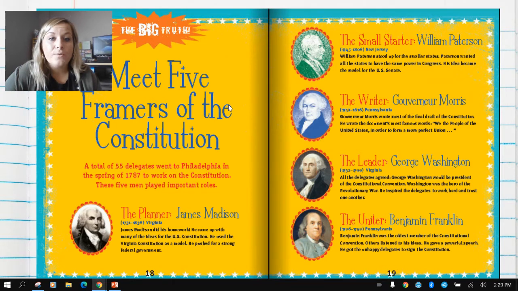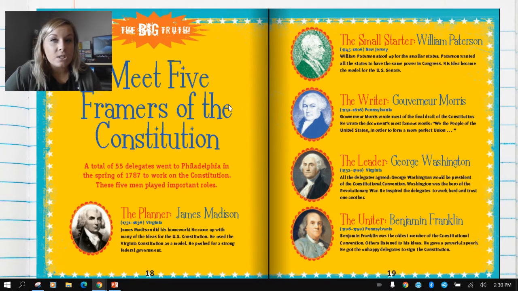So the planner was James Madison. He was alive from 1751 to 1836, and he was from Virginia. James Madison did his homework. He came up with many of the ideas for the U.S. Constitution. He used the Virginia Constitution as a model. He pushed for a strong federal government.